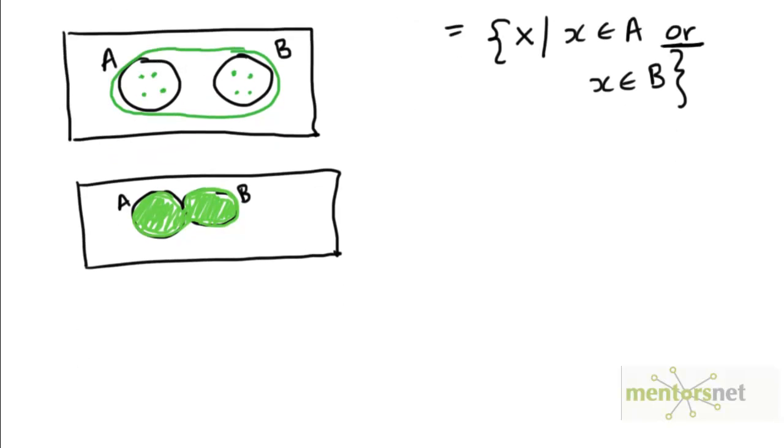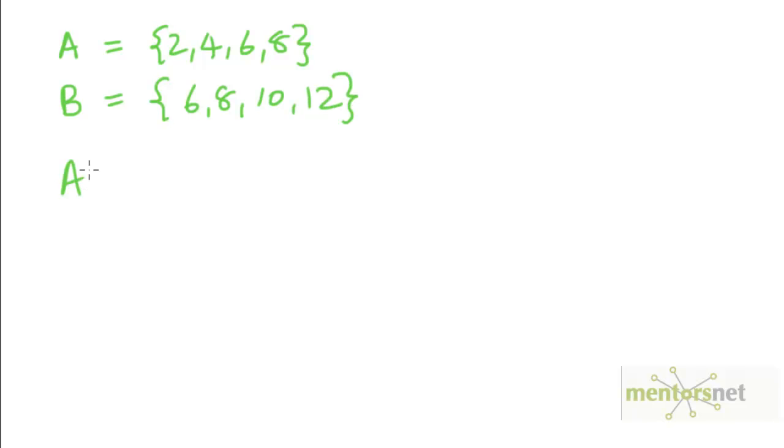Let's look at an example of taking the union of two sets where there is some overlap. So let's say the set A consists of the elements 2, 4, 6 and 8, and the set B consists of the elements 6, 8, 10 and 12. The set A union B would be the set of all elements that belong to either A or to B. So every element of A will be part of the union, so we can just write 2, 4, 6 and 8 straight away. Every element of B will also be part of A union B.